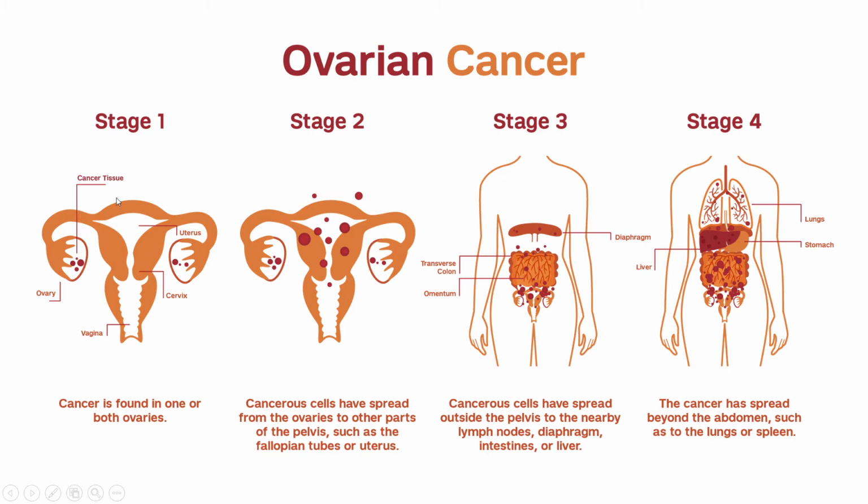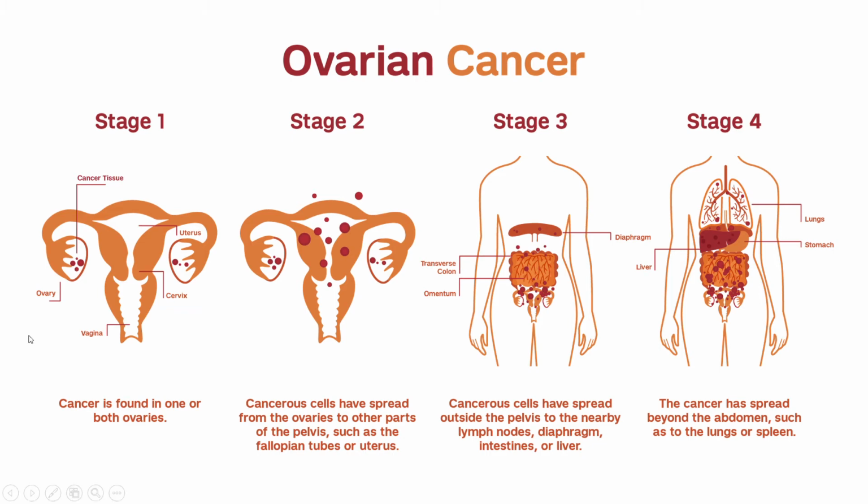This is the first stage. Here you see it looks like a normal ovary, but it is not normal. Here you can see the cancer tissue is present. Cancer is found in one or both ovaries. So I told you it may be bilateral or it may be present on one side of the ovary.